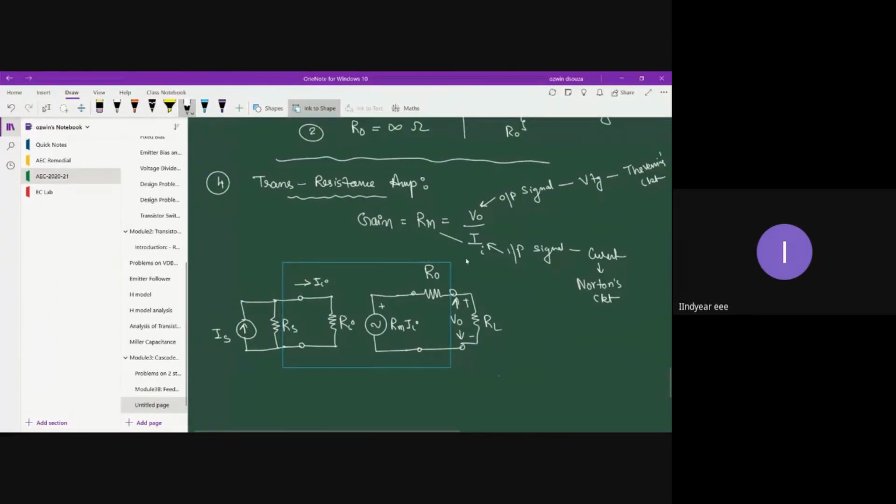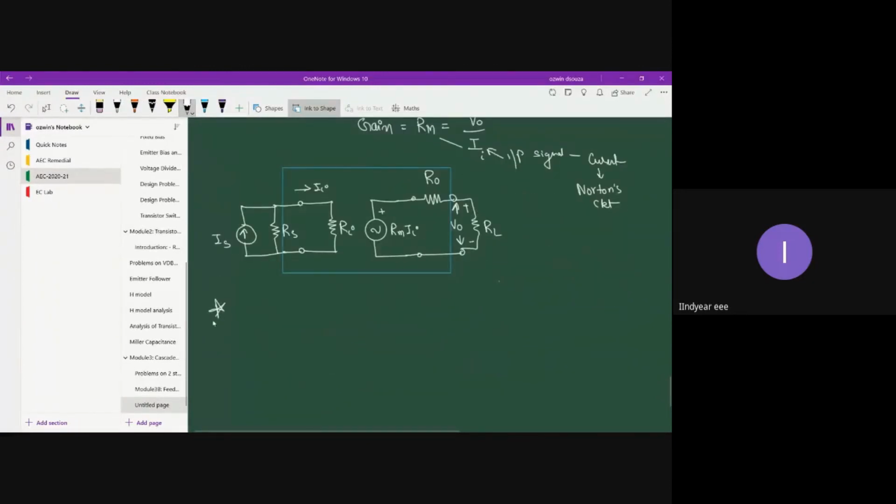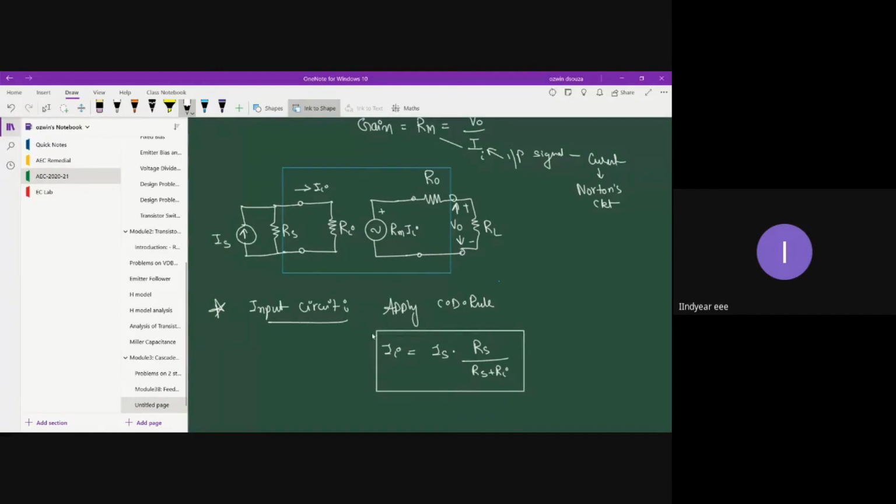Next, let us write down the performance equations. Input circuit. Since on the input circuit we have current, let us apply the current division rule. You can write Ii is equal to the source current into the opposite branch resistance divided by the sum of the resistances. So that is your exact expression.